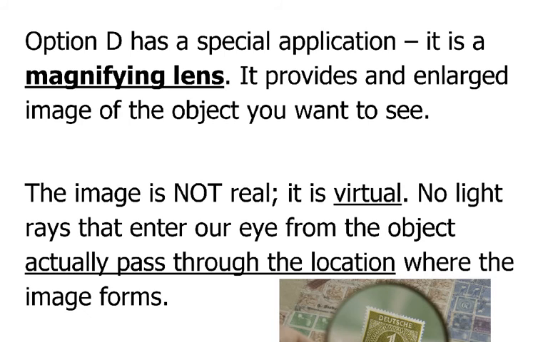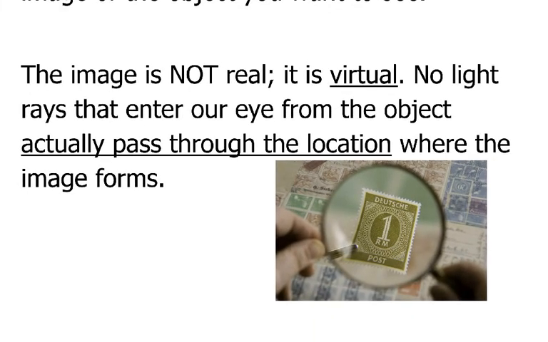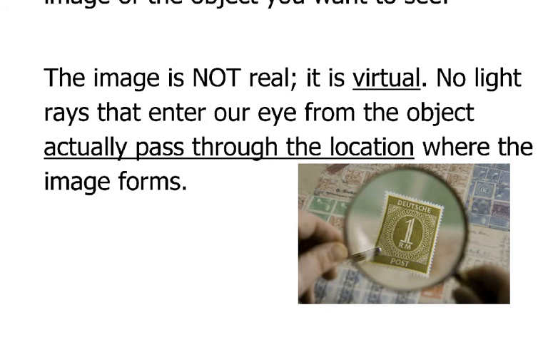All right, so what do we call option D? It's a magnifying lens. It provides an enlarged image of the object. As I was just saying, the image is not real, it's virtual. None of the light rays that actually enter our eye from the object pass through the location of the image. So none of those light rays that we see actually came from the location where the image appears to be, right? They came from a different location, which is where the object is. The image that we see is not the same thing as the object.